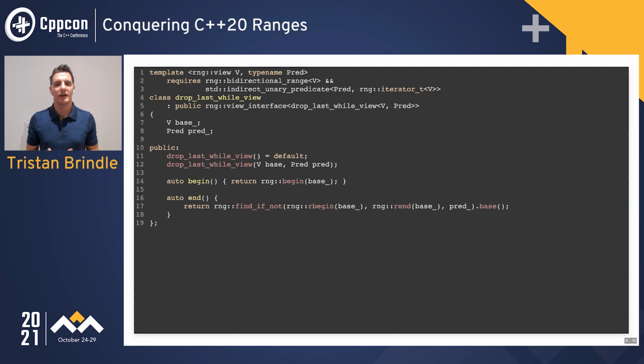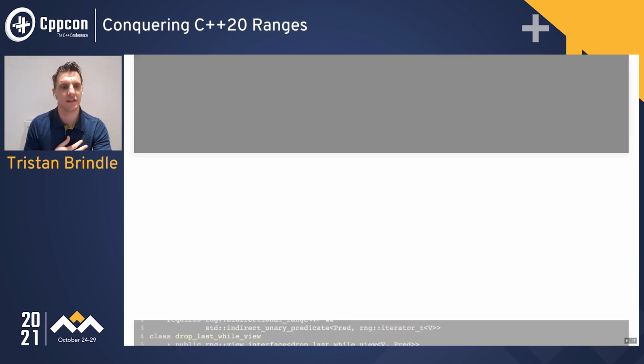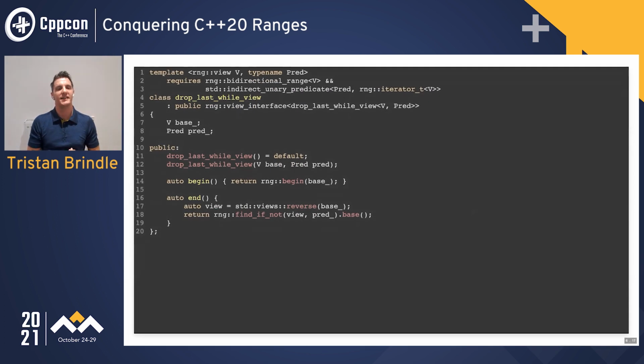So this is one way we could write it. Actually, I'm using the standard ranges FindIfNot, but really at the moment it's no different to the original standard FindIfNot. Another way we could write it is like this. We could wrap base in a reverse view, and then we could pass that reverse view into FindIfNot and return. And again, that's going to return an iterator, and we can call .base on that returned iterator.